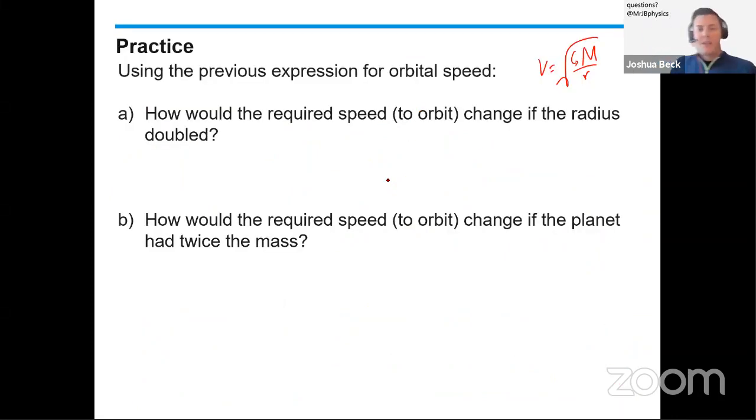All right, let's look at another practice problem. We're going to use this equation. Maybe they give you this expression, right? Doubled. Give you about 15 seconds to decide. How would the required speed to orbit change if the radius was doubled?